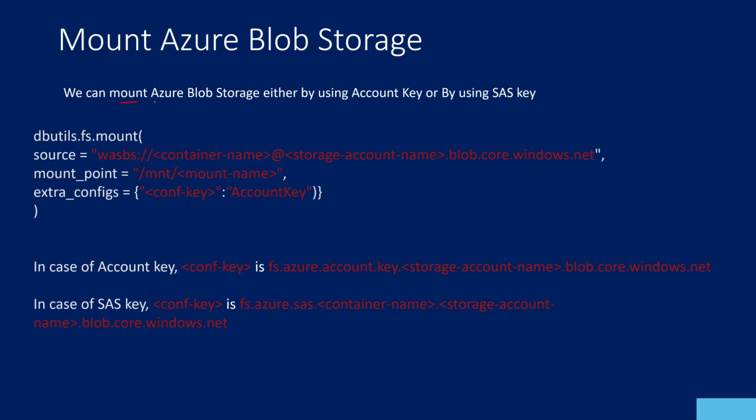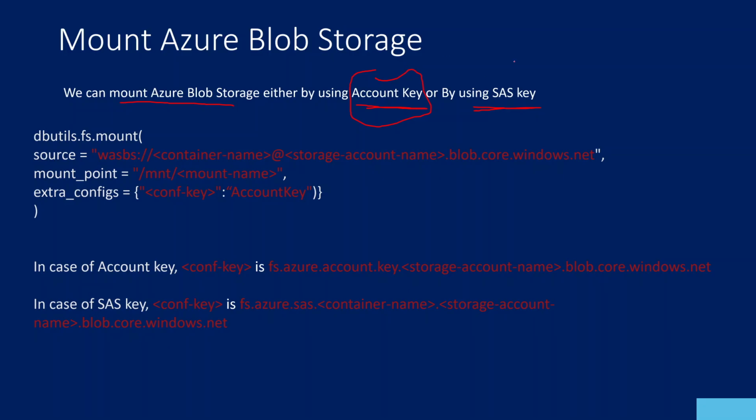So as I said, to mount Azure Blob storage with the Databricks file system, you can use two ways: one by using an account key, another by using a SAS key. So what is an account key and a SAS key? In Azure Blob storage, if you want to authenticate with a Blob storage, you can use either an account key or a SAS key. Once you authenticate yourself with this key, you will be able to access the Blob storage.